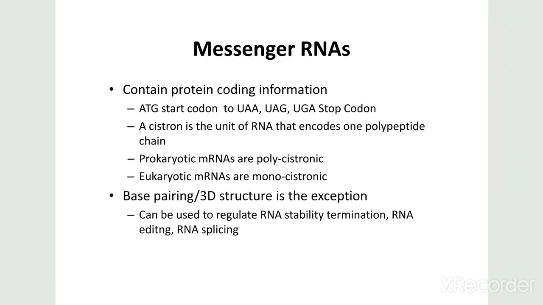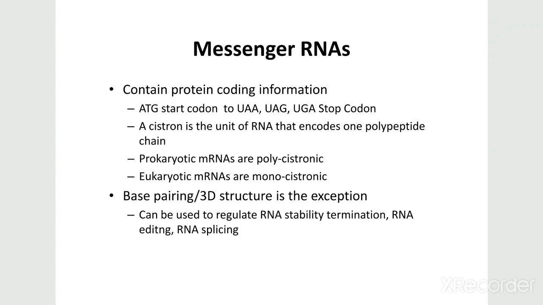Messenger RNA. Messenger RNA is a single-stranded RNA that carries the genetic sequence of a gene, and it is read by the ribosome in the process of producing proteins. It contains protein coding information like ATG, that is a start codon, and there are 3 stop codons including UAA, UAG, and UGA. A cistron is the unit of RNA that encodes one polypeptide chain. That means one polypeptide chain present in RNA is called a cistron.